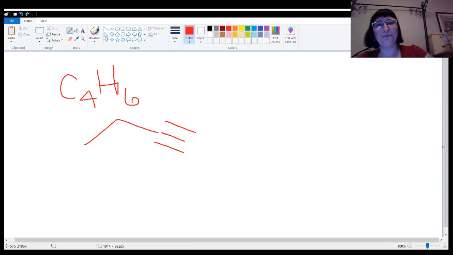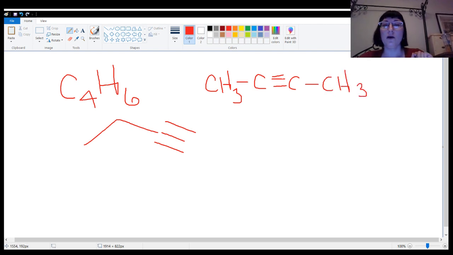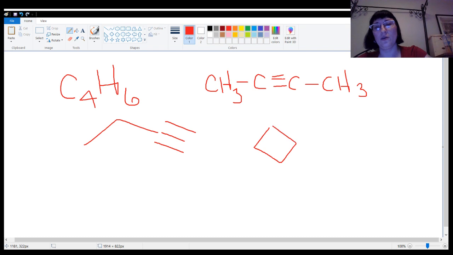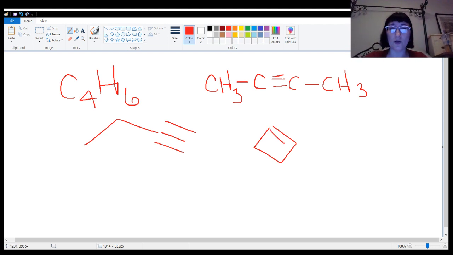You could also have it where the triple bond is in the middle, like that. And then you have a couple other options, because you could also have a ring with a double bond in it. That would be another option. This one, you're a little bit more limited. That would be 4 carbons. You couldn't do that. But there would be quite a few options here.